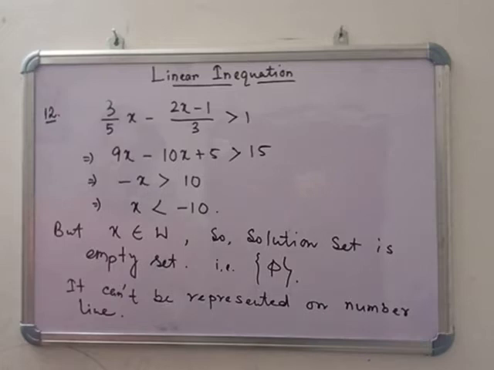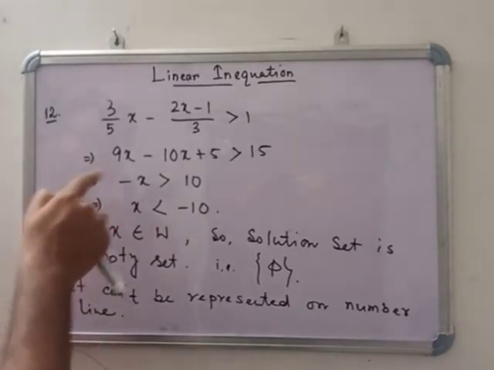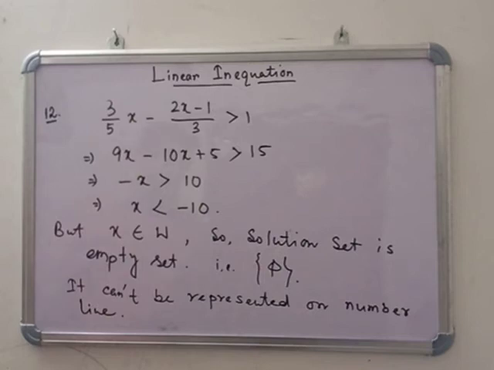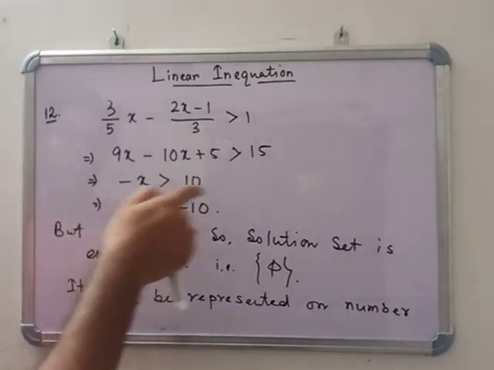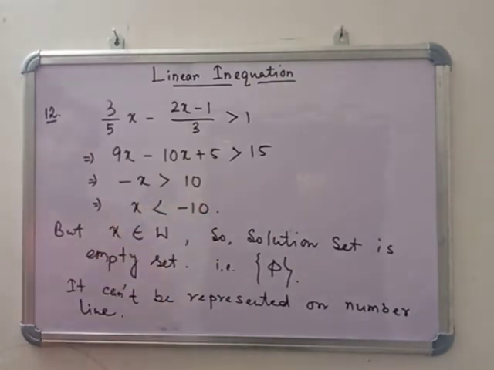Now in number 12, see that 3 by 5x minus 2x minus 1 by 3 greater than 1. If we calculate, we get 9x minus 10x plus 5 greater than 15. That means minus x is greater than 10. If we divide by minus 1 on both sides, then we get x is less than minus 10. But in the question it is given that x belongs to whole numbers. This is the belongs to sign. So x belongs to whole numbers, so the solution set is the empty set.